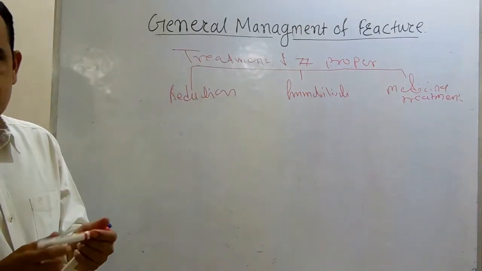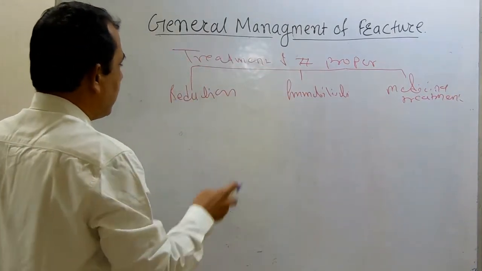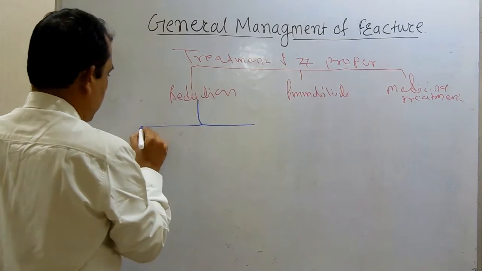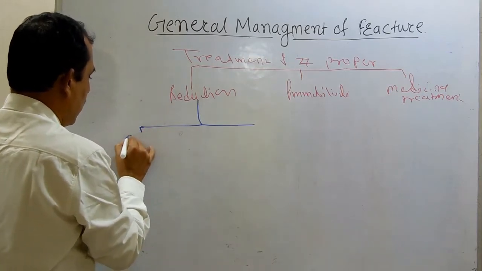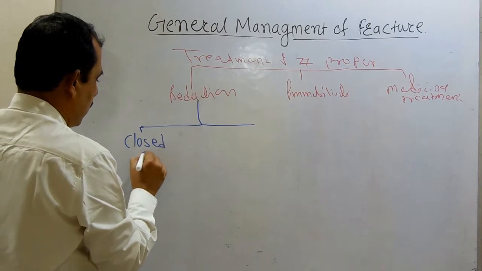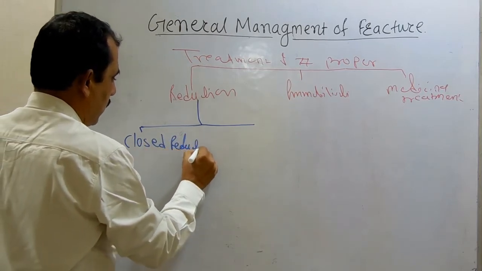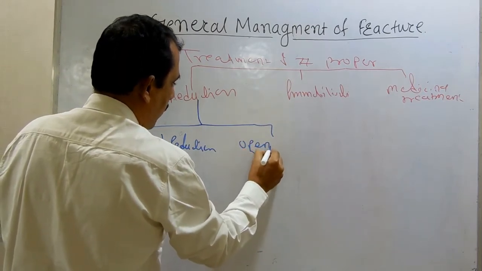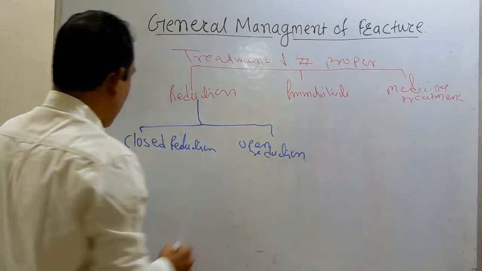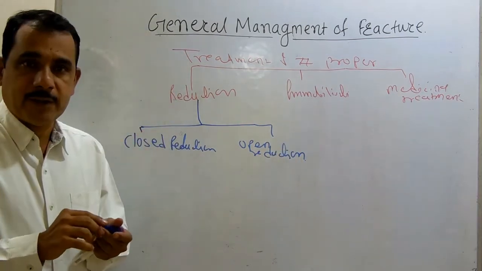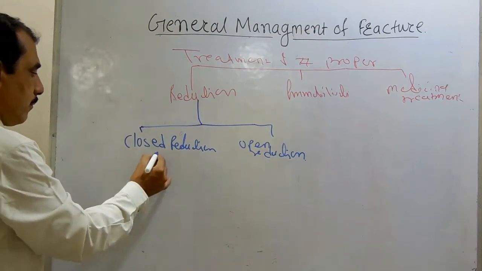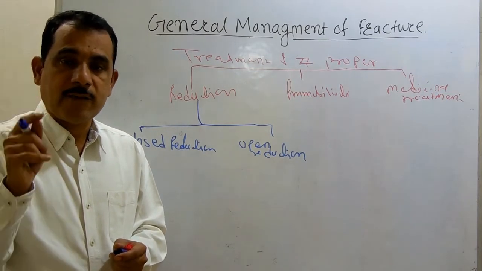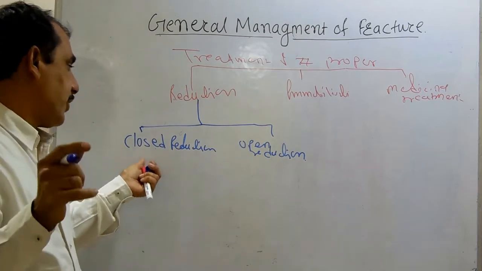We started the reduction in the last lecture, and there are two methods of reduction: closed reduction and second, open reduction. About reduction and closed reduction, yesterday we saw the indications, advantages and disadvantages of the closed reduction.